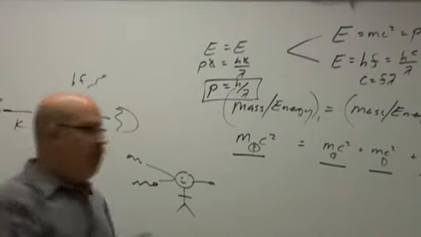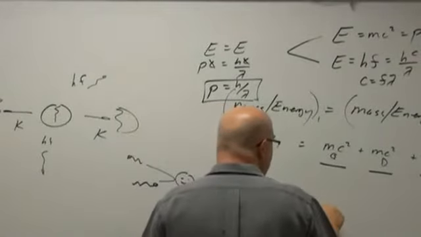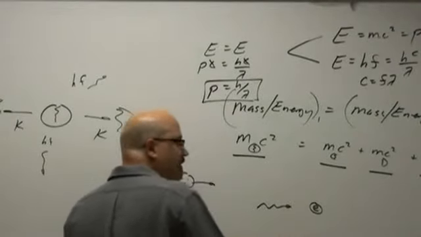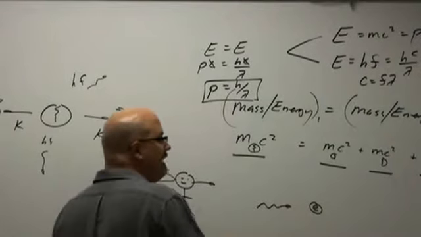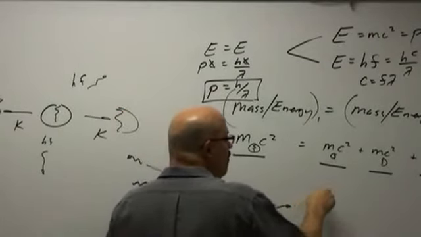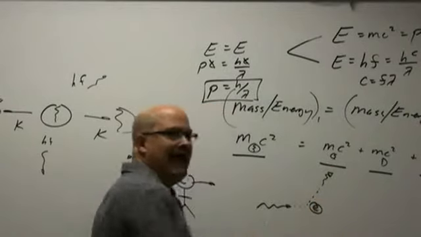However, what if the object is really tiny? Like, say, an electron, and I shoot a photon at it. And the photon hits the electron, and the photon bounces off. And let's say the photon comes in like this, and the photon ricochets off like that. What's that thing going to do?